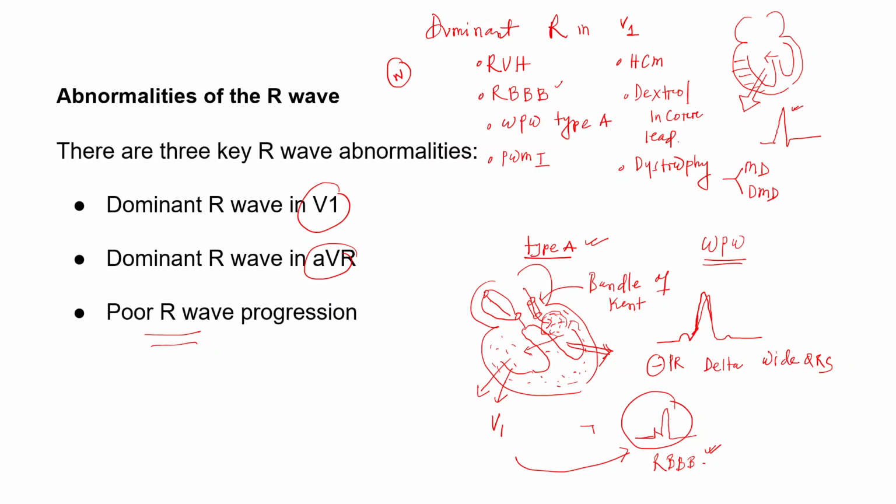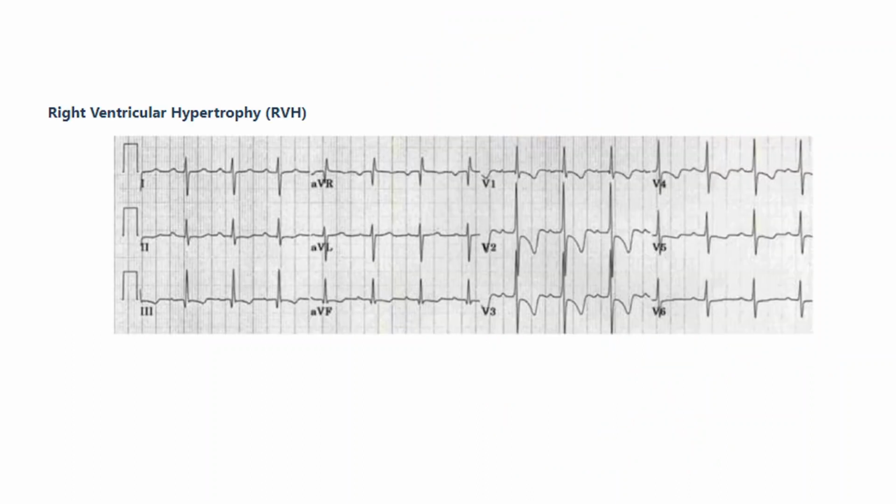Now, the second important concept about R we have to remember is the dominant R in aVR. Before that, we'll just see some of the ECGs. As you can see here, we are getting a dominant R in V1. This is definitely not normal, and here the cause is right ventricular hypertrophy. In right ventricular hypertrophy, the R in V1 will be more than 7 mm, or R by S has to be more than 1. Anyway, we'll be discussing this more when we discuss ventricular hypertrophies.